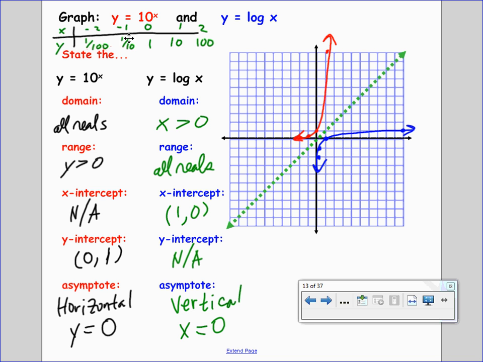So what questions do you have about our common log graph versus exponential graph with base 10? So we'll see that again.